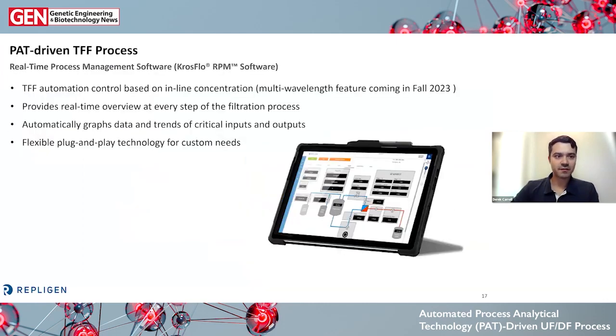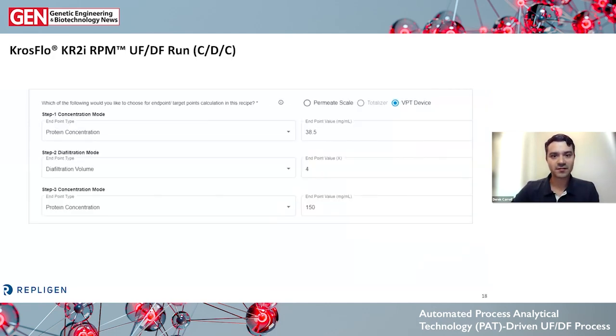So the software itself, this is our PAT-driven TFF process, the RPM software. It allows TFF automation control based on inline concentration. We do now have a multi-wavelength feature coming in a new launch this fall. It provides real-time overview at every step of the filtration process. It will automatically graph, trend all data, and record every aspect of the run. And again, it does allow flexible plug and play for whatever your custom needs may be for a given setup or a given process.